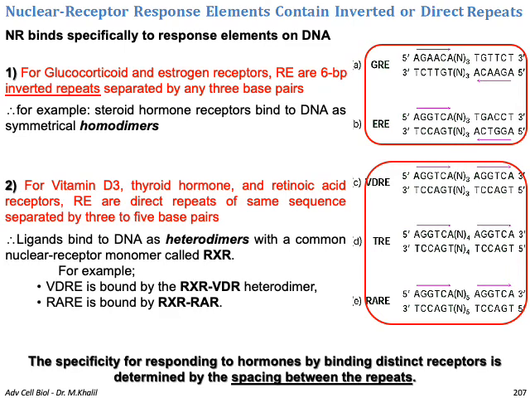The specificity for responding to a hormone by binding a distinct receptor is determined by the spacing between the repeats. So you can see the spacing, the N in 3, 4, 5. Actually, it's important in defining the specificity of binding.